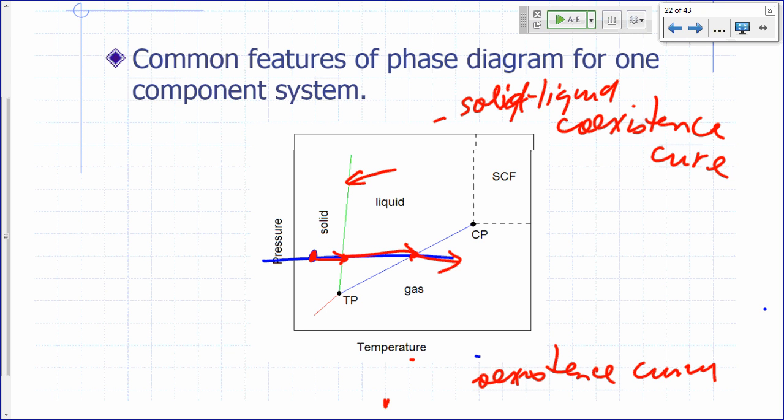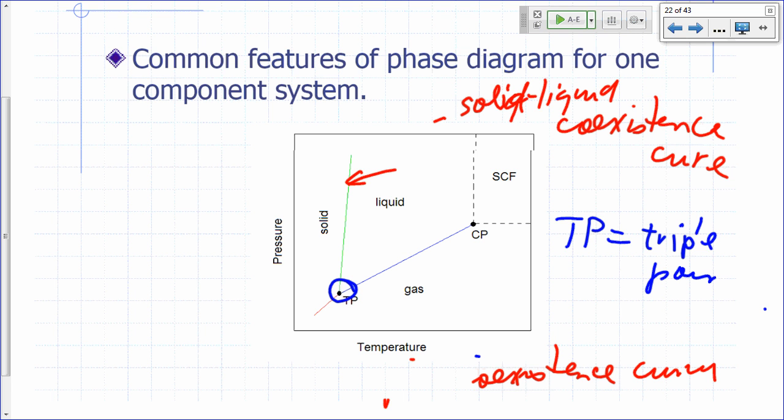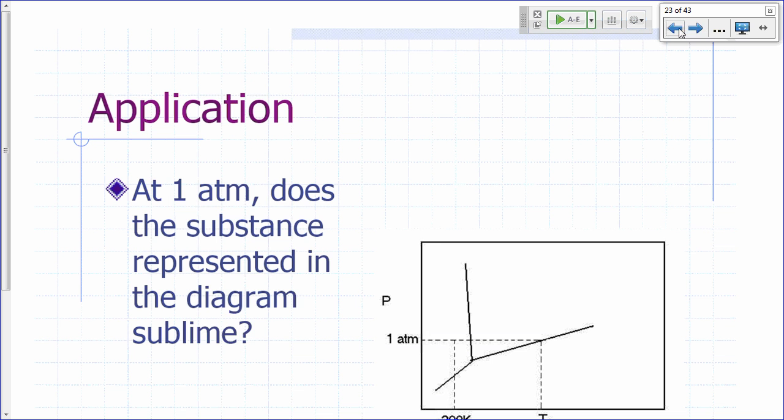Now, this point right here, down here, labeled TP, that's called your triple point. It's characteristic of a substance. It's very well defined for a given substance. It's a unique identifying property for a substance. So water has a well-defined triple point of, let me see what the triple point of water is. I think I might have it here.